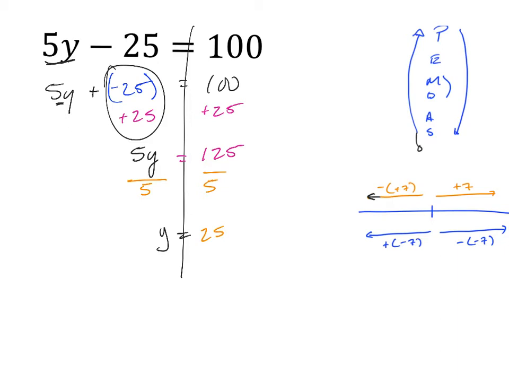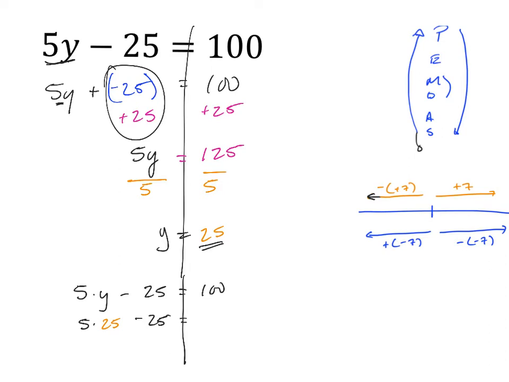And again, I check, right? Because some of you may be getting the wrong answers and you're just not checking to know you got the wrong answers. So again, if I'm going to check, then I'm going to write that out. 5 times y minus 25 is supposed to equal 100. And we said that y was 25, so we're going to have 5 times 25 minus 25.